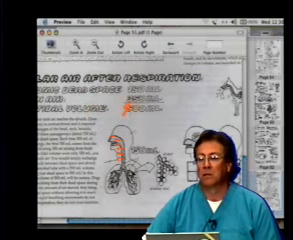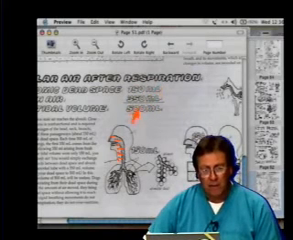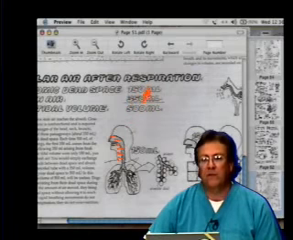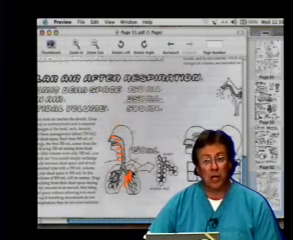In humans, there's about 150 mils of this dead space. That means when you inspire 500 mils, there's 150 mils that never gets down to see any kind of gas exchange.